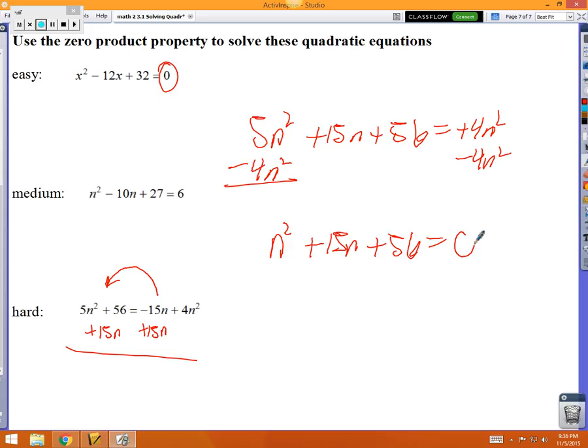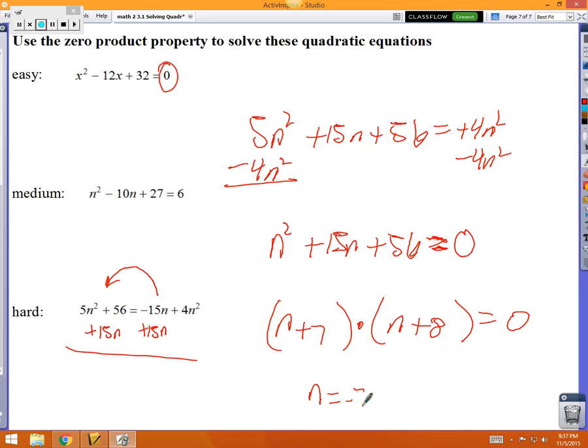I've got a 0. So now the question is, if it's equal to 0, can I rewrite it so that it's a times problem? Can I make it look like this? And it's pretty easy. So n and n, what times and gives you 56 but adds and gives you 15? And that is a plus 7 and a plus 8. So if this quantity times this quantity is equal to a 0, one of these two quantities must be 0 itself. So what do you plug in for n to create these zeros? You plug in a negative 7, or you plug in a negative 8.